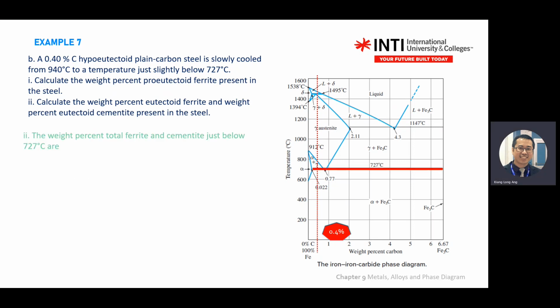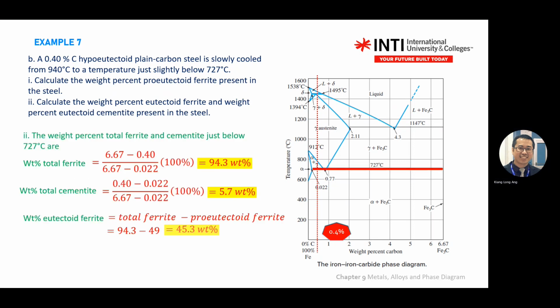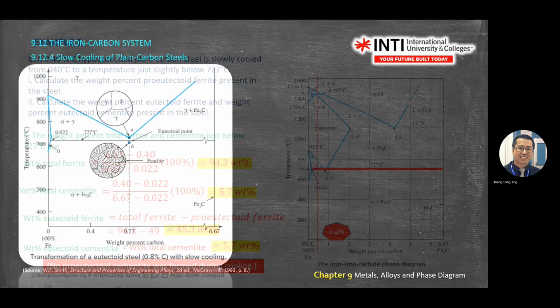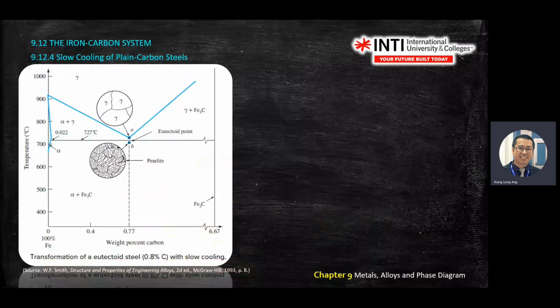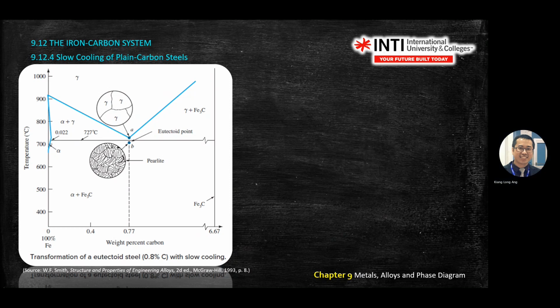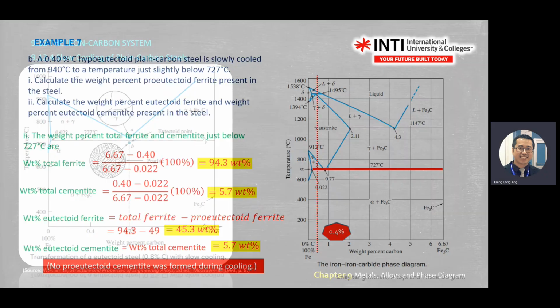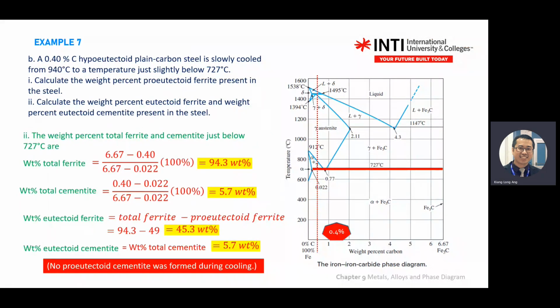So example 7. Then next lecture we look at slow cooling of plain carbon steel. What is pearlite? This one is in your lab where you see pearlite, and so on. So next lecture we'll introduce what is pearlite and other things. Okay, so today we stop here. Go home and see example 7, how you find points on the plain carbon steel graph.